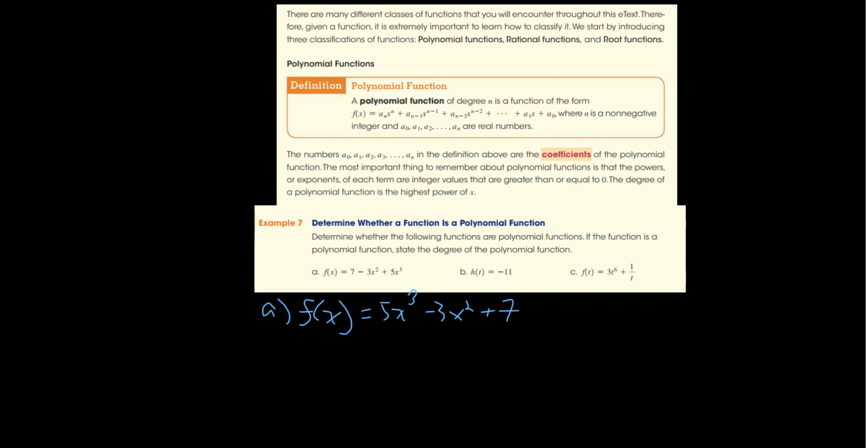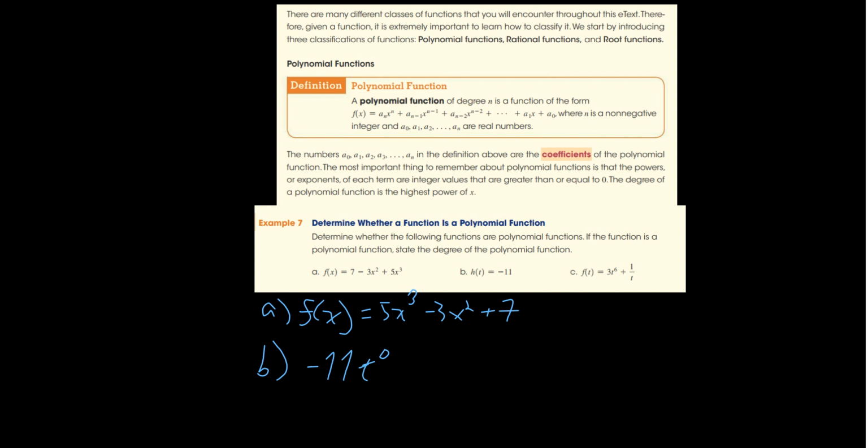Okay, B, you don't have a variable there, do you? But you kind of do, right? B is saying h of t. h of t, so that's the variable being used. Well, think of B as being negative 11 times t to the 0th power. And what's anything raised to the 0th power? Well, that's 1. So it's 1 times negative 11, which is indeed negative 11.